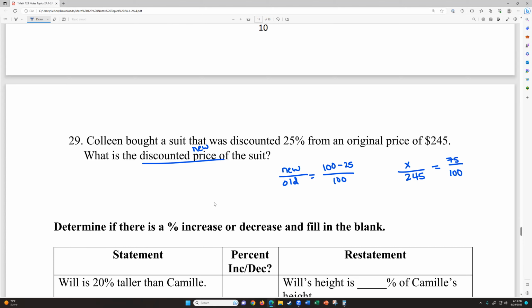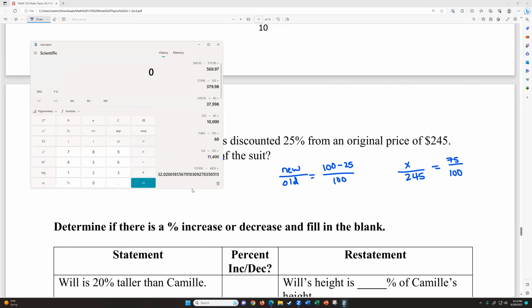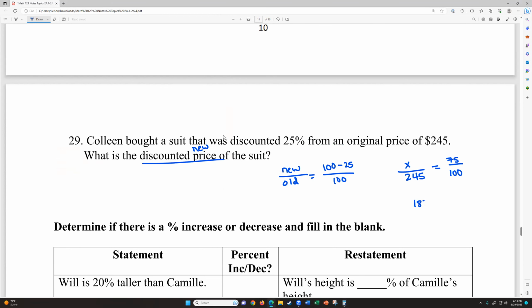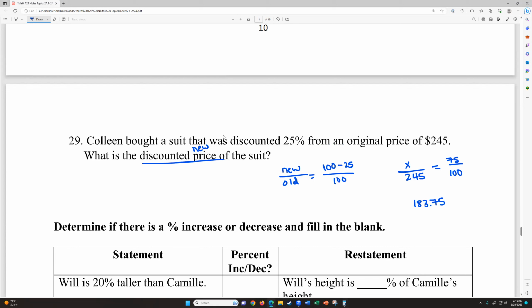Notice when you're doing the discounted ones and you're looking for your new price, this top part is smaller than 100. When we're doing a markup and we're looking for the new sales price, you notice the top will be more than 100. So 245 times 75 divided by 100. I'm getting $183.75 is what they're going to pay for this suit.